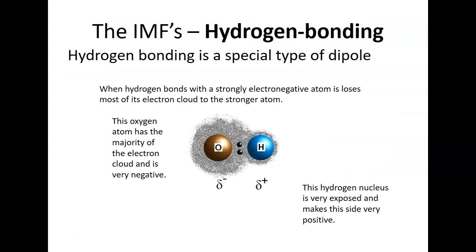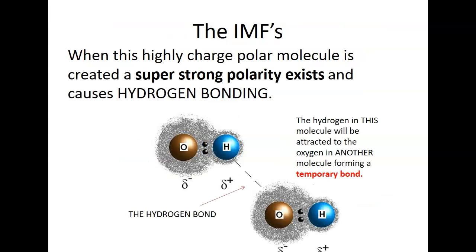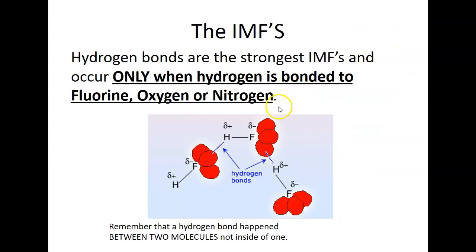Now I want to talk about the second force, which is called hydrogen bonding. It's not really a bond. It's kind of a bad name in my opinion. But hydrogen bonding is basically a superpolar molecule. And that happens when hydrogen bonds with 3 unique elements. Here they are: fluorine, oxygen, and nitrogen, or FON for short. If hydrogen is bonded to fluorine, oxygen, or nitrogen, it will have a strong dipole-dipole force in between the molecules.